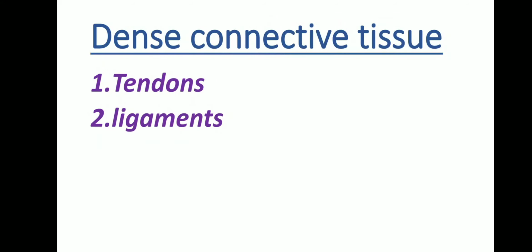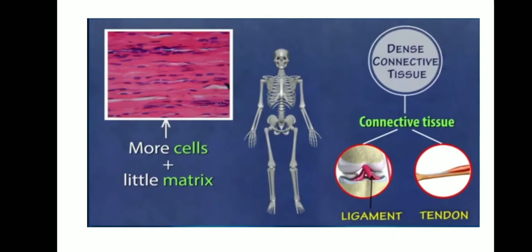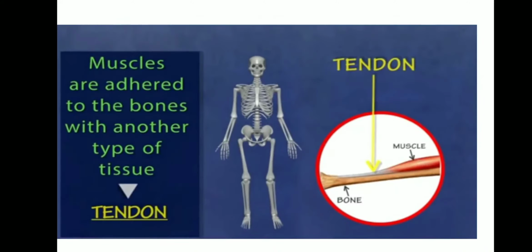Next, dense connective tissue. Dense connective tissue are of two types, tendons and ligaments. Tendons and ligaments. So this kind of cells have got little matrix, and two types I told you. What are they? Ligament and tendon. This ligament and tendon are coming under dense connective tissue.